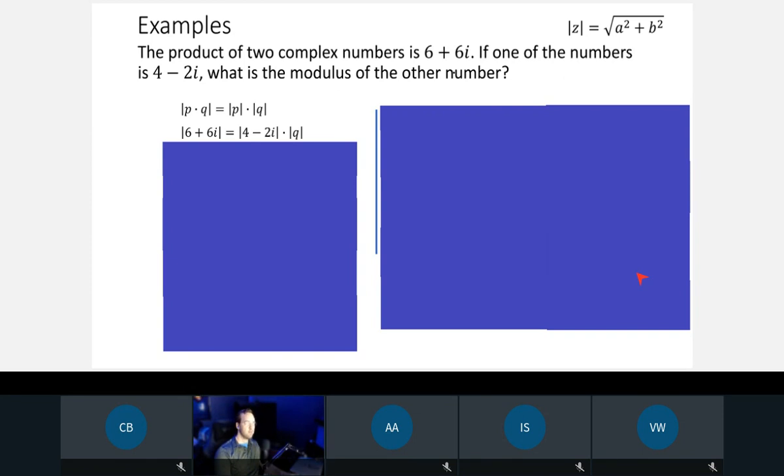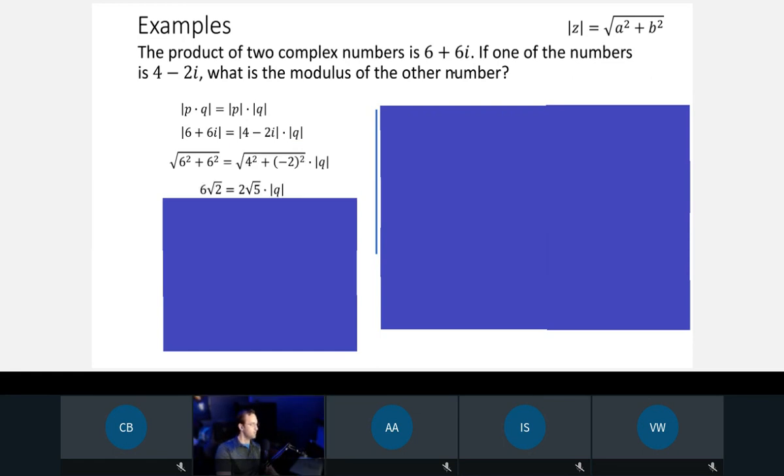So, yep, rad 72 can be taken further. Yep, 6 rad 2. Yep, I agree. 6 rad 2. What did everyone get for this modulus? 2 rad 5? 2 rad 5. I guess I have to show the work, huh? 2 rad 5. Yep, I agree.